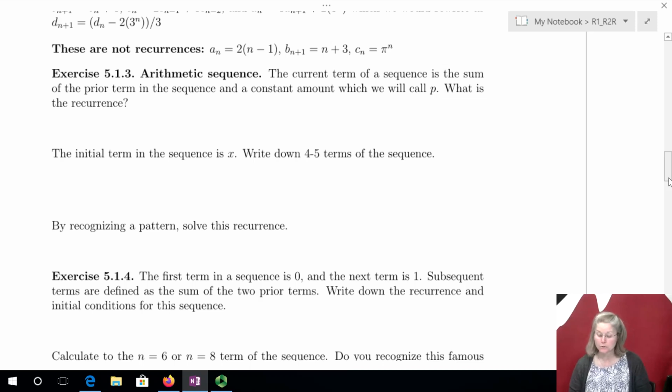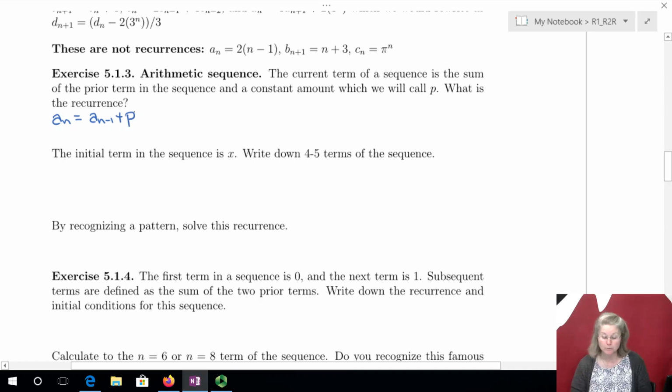So let's just go through the sentence step by step. The current term of a sequence, we would usually call that a_n, is always, means equal, the sum, that means I'm going to add something, the sum of the prior term. Well, I know what the prior term is. The prior term is a_(n-1). It is the sum of the prior term in the sequence and a constant amount, which we will call p, so the sum of the prior term plus p.